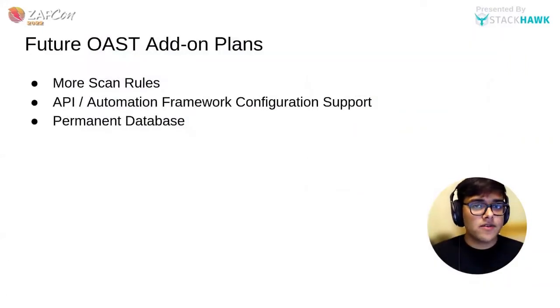Here are the future plans for the OAST add-on. We're going to be adding more scan rules, and contributions are always welcome. The API and the automation framework aren't supported right now, but we're going to add support so that you can configure the add-on using those if you want. And we're also planning to add, there's no timeline for this, a permanent database, which will allow you to keep polling a service across ZAP restarts.